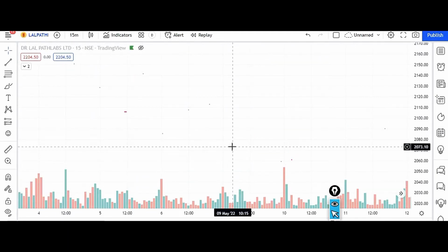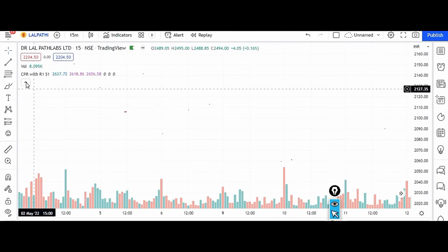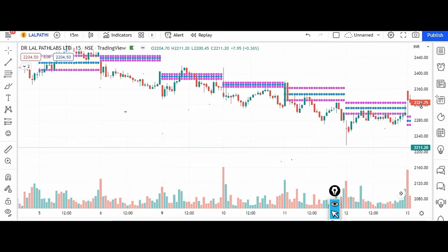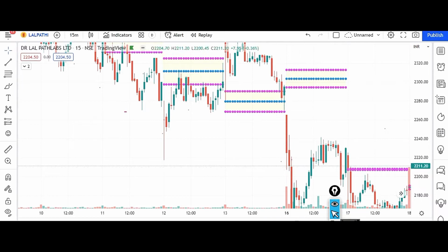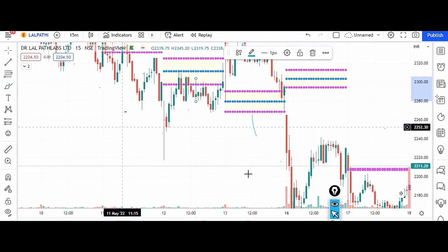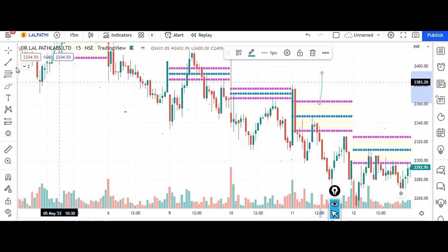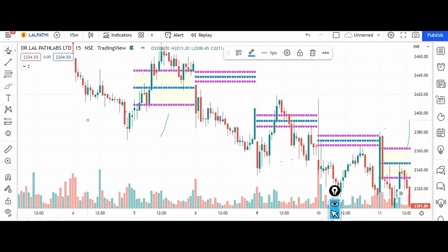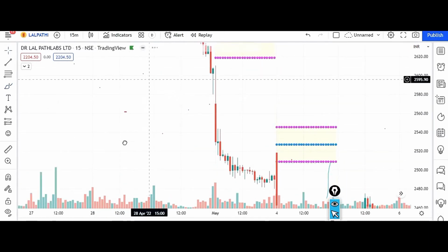We are on Dr. Lal Path Labs. I am switching on the price and the CPR as well. Here you can see this is wide range CPR, and this is wide range CPR. First we are identifying wide range CPRs.